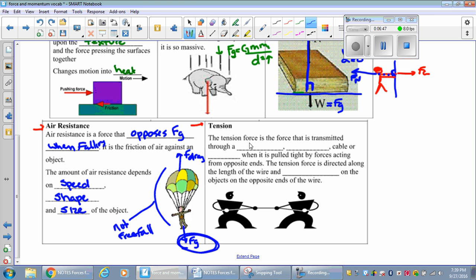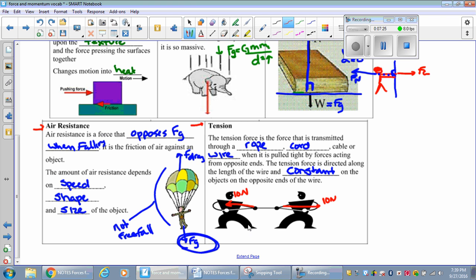Okay? Let's look at tension. Tension is a force that's transmitted through a rope, a cord, or a wire when it's pulled tight by forces acting from opposite ends. The tension force is directed along the length of the wire and is constant, or the same, on both ends of the wire. So right here, this guy might be pulling back with 10, and what's the unit for force? Newtons, an N, right? It's like Isaac Newton, right? And this guy might be pulling back with 10 newtons of force as well.